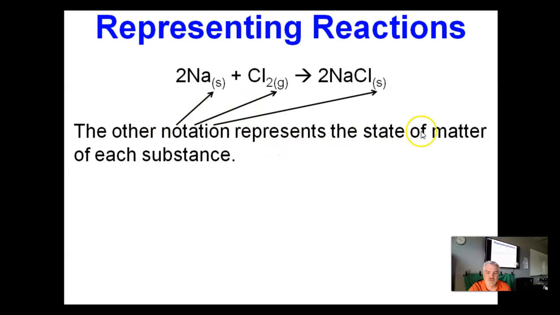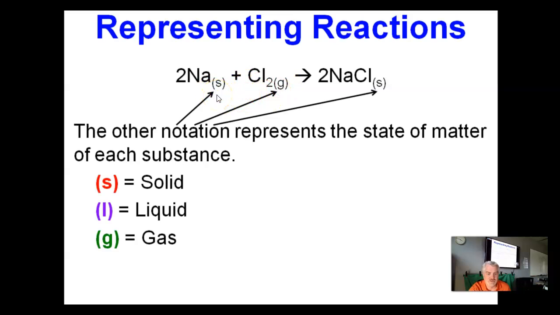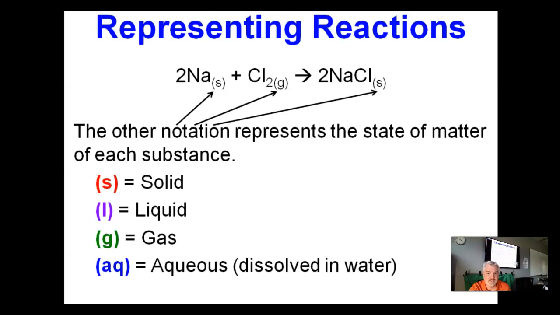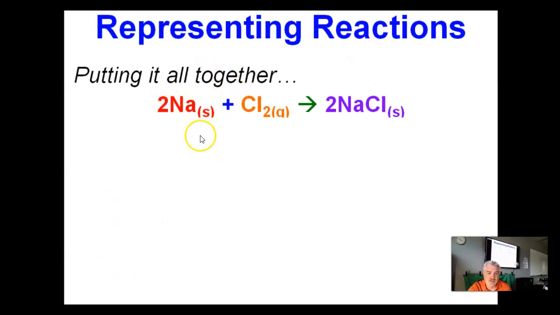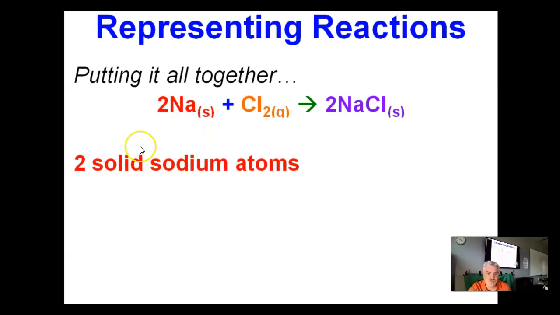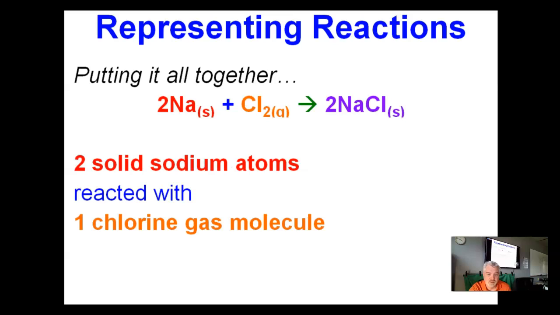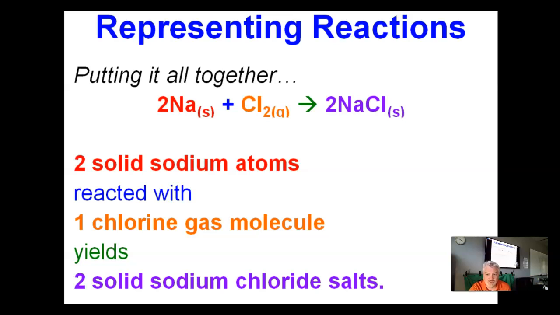So again, the notation represents the state of matter. This really doesn't affect balancing chemical equations, but I did want to point this out. You'll see that sometimes on equations: S is for solid, L is for liquid, G for gas. AQ means it's an aqueous solution, dissolved in water. So when you put it all together for this example, you would have 2 solid sodium atoms react with 2 chlorine gas molecules to yield 2 solid sodium chloride salts.